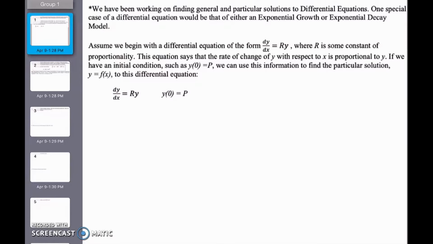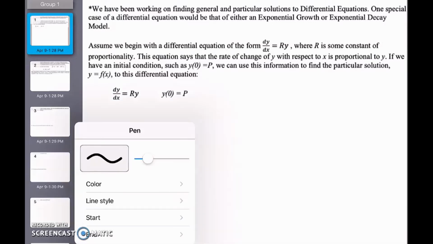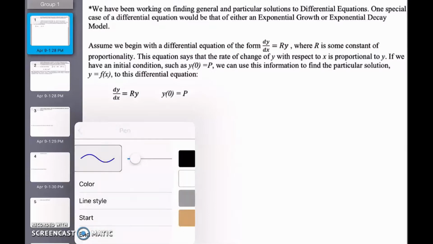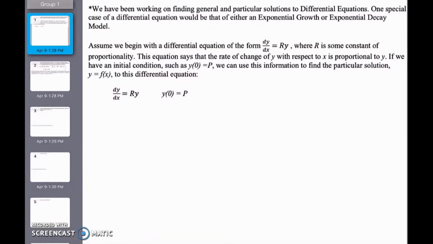This equation says that the rate of change of y with respect to x is proportional to y. If we are given an initial condition, like y of 0 equals p, we can use this information to find the particular solution, y equals f of x, to this differential equation. The steps that we are about to take are exactly what we were doing in section 7.4. I'm going to begin with step 1, which is to separate.